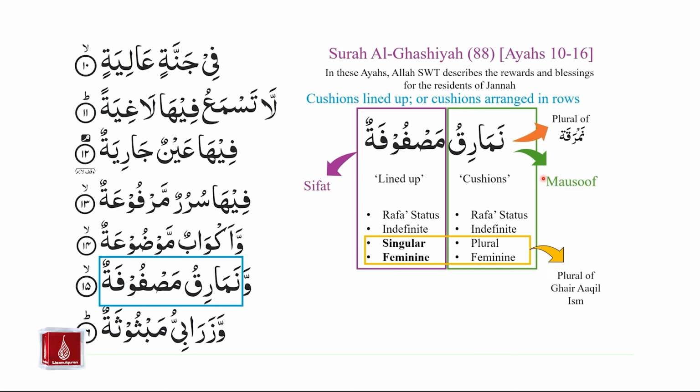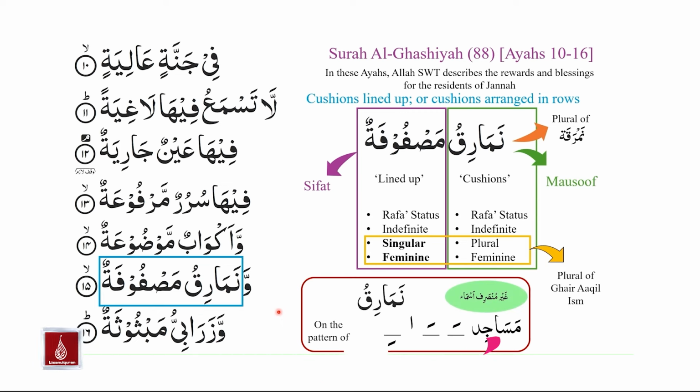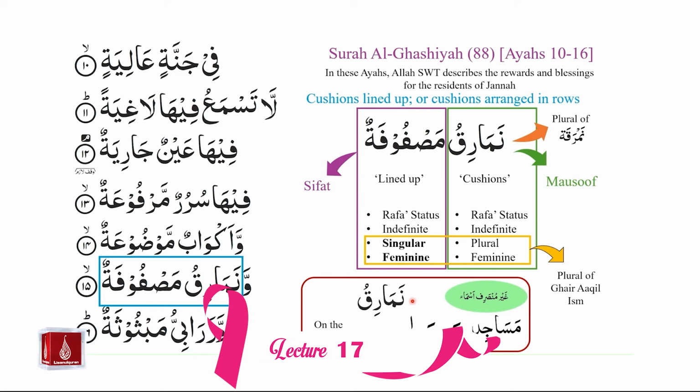Please note that in this example, we are saying namariqu masfufatun and not namariqun masfufatun. In the above example, we said akwabun. Here we said sururun. Here we said ainun. But in this example, we see namariqu and not namariqun. The reason for this is that namariqu is a ghair munsarif ism.